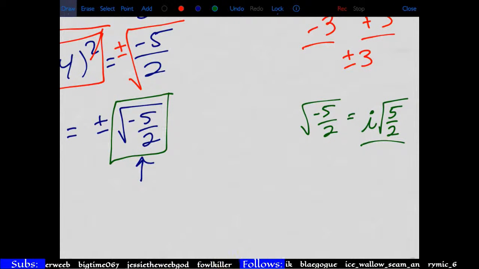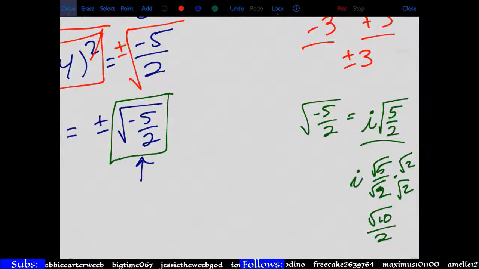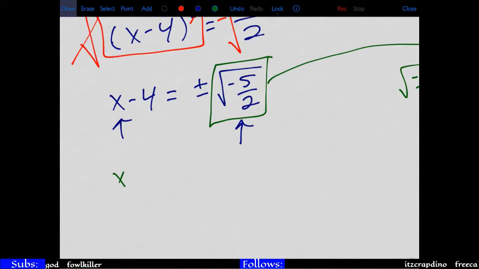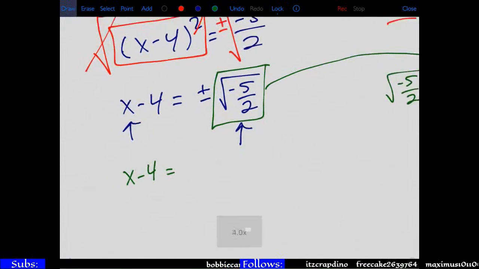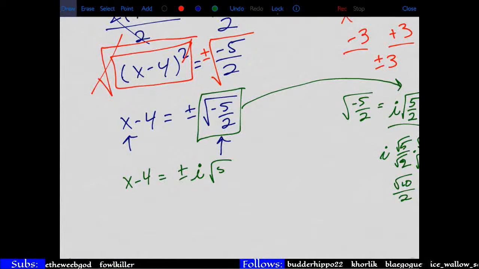So you probably could have this more simplified by splitting it into 5 over 2 and then timesing the top and bottom by root 2, which would give you root 10 over 2. But keeping it as root 5 over 2 is fine for this class. So our square root of negative 5 over 2 just became i square root of 5 over 2. So we're going to replace that. So we still have x minus 4 over here equals, plus or minus is still there. That's just the sign of this thing. And then i square root 5 over 2.